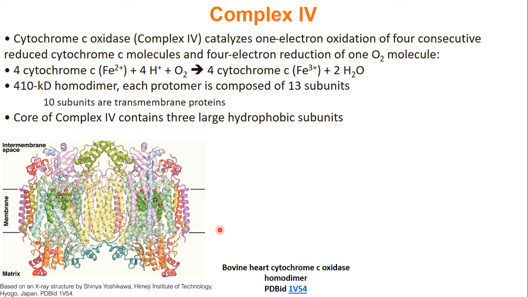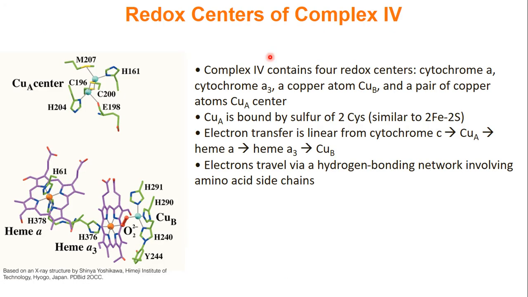Another massive complex here, a 410 kilodalton homodimer. Each protomer, or monomer of the dimer, is composed of 13 subunits. 10 of these subunits are transmembrane proteins. And the core of this complex are very large hydrophobic subunits. Now let's look at the redox centers of complex 4, and we have 4 different redox centers here.